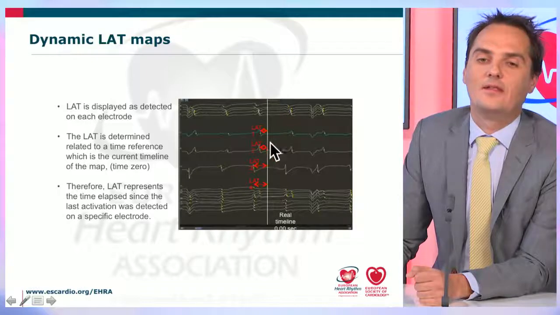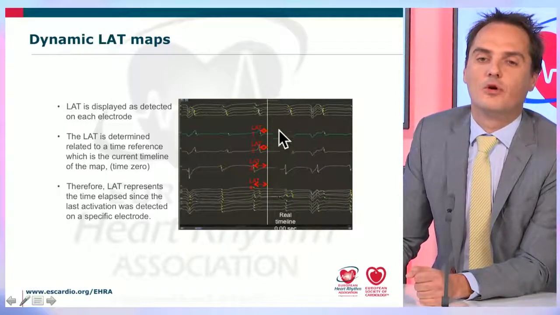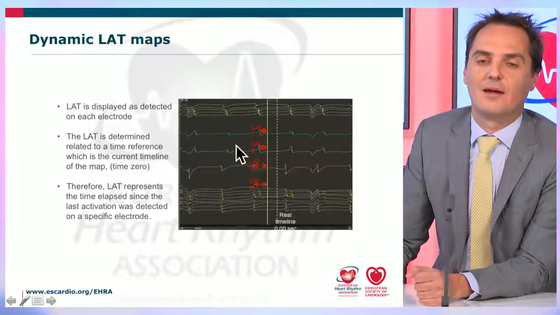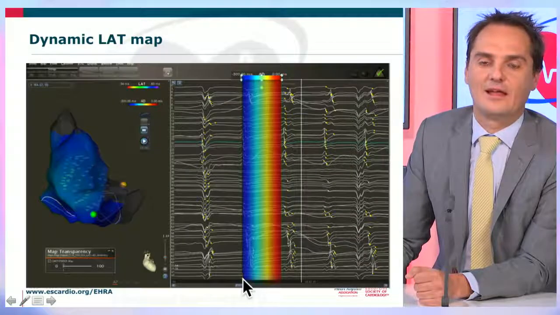And if we simply wait a bit and let the map continue, the time will move to here, but no new event will have taken place. So simply every point will get a more negative local activation time until it expires, until it is no longer projected on the map. So visually, this looks like this.